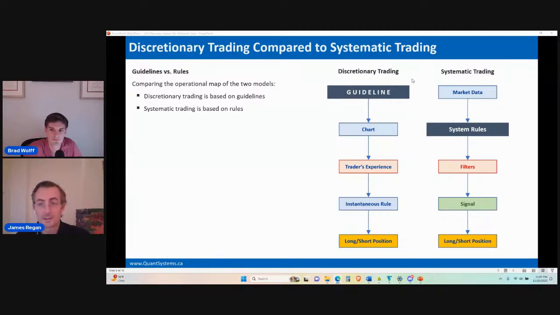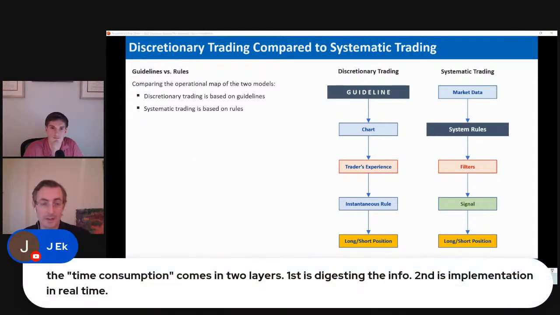And to the point here, the time consumption comes in two layers. I don't know if you want to click on that comment. First is digesting the info. Second is implementation in real time. I would even add a third in there, because I think the practice model is really useful.